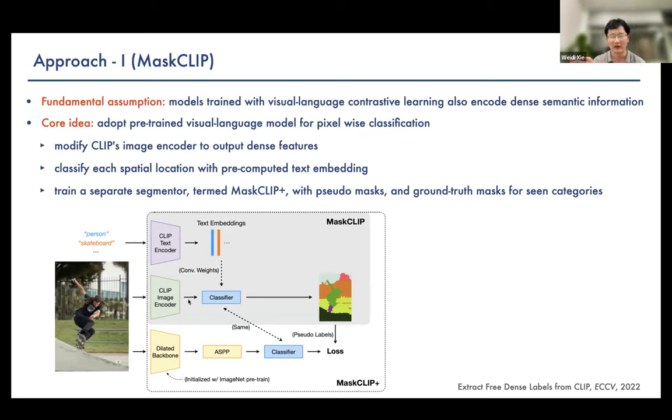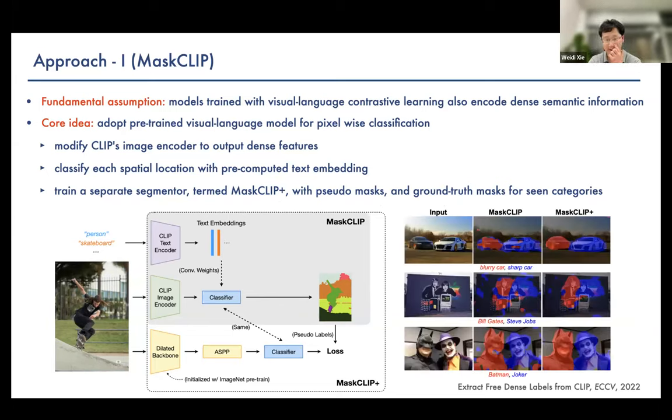But now you do some changes, like you remove some of the global attention or something like that, and it becomes a relatively dense feature map, although the resolution is smaller, but still it's relatively dense, right? And you just use text embedding dot product with this dense feature map. You get a dense label map, I would say. And you can use this label map as pseudo labels distilled to another model. So they train a separate segmenter termed MaskCLIP+ with a pseudo mask. And the model just becomes pretty powerful.